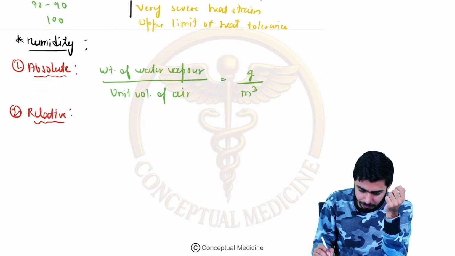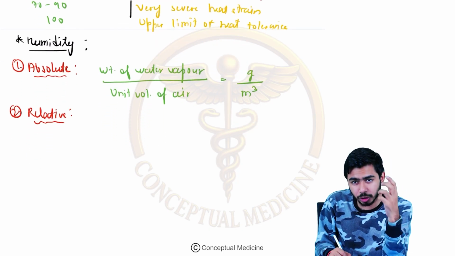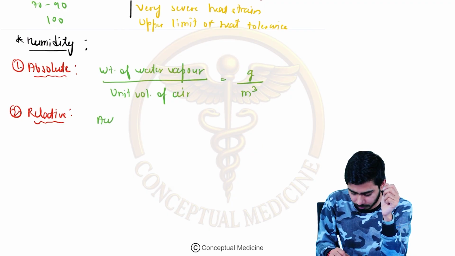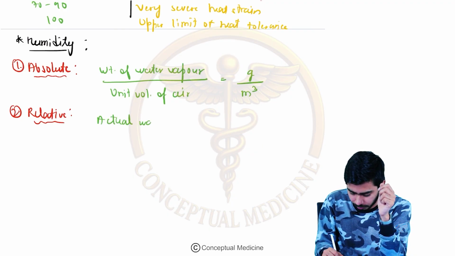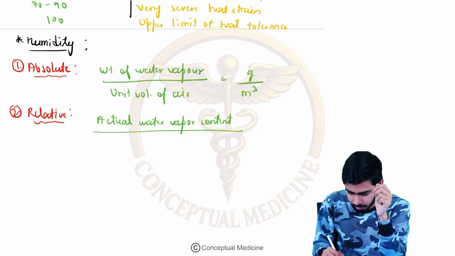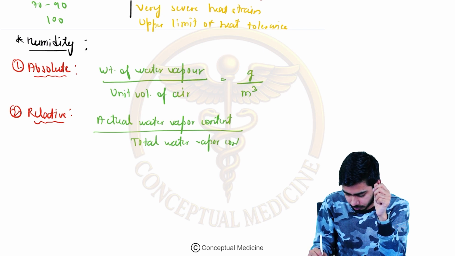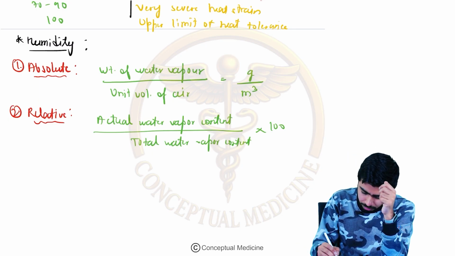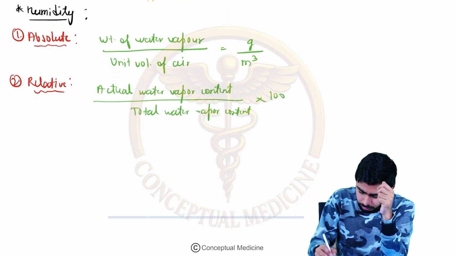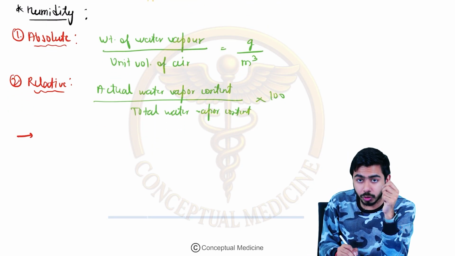If you talk about relative humidity, then we say it is the actual water vapor content divided by the total water vapor content. The multiplicative factor will remain 100 only. Then we have the unit of it.